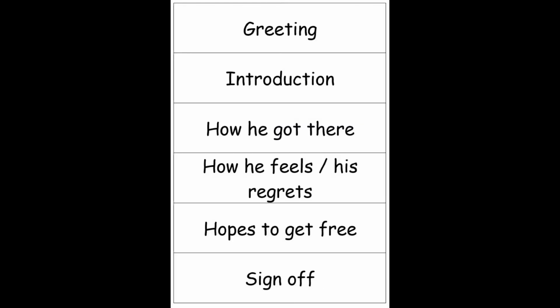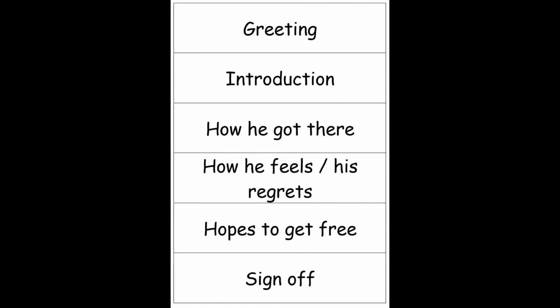Okay. I have made a plan here which shows what I will talk about in each paragraph of my diary. So we need to start with the greeting, which is very easy, Dear Diary. Then the introduction will briefly introduce the theme for the diary entry. How he got there, so that will talk about the build-up and how he ended up in jail. Then how he feels or any regrets he might have.